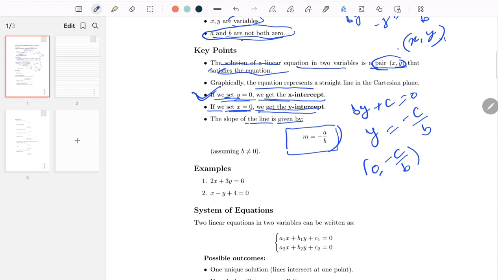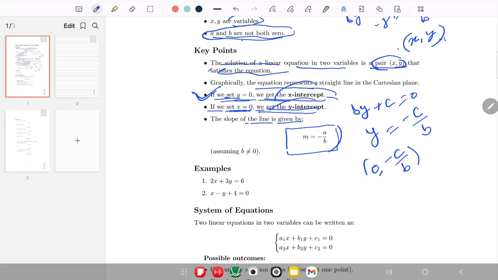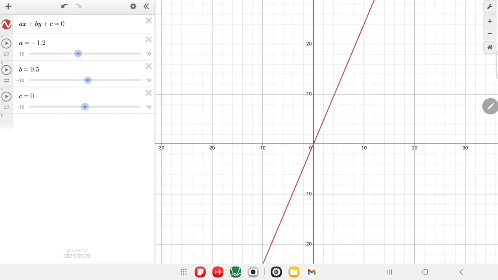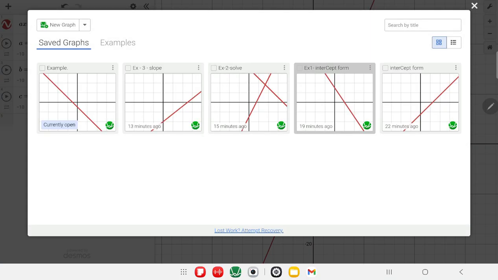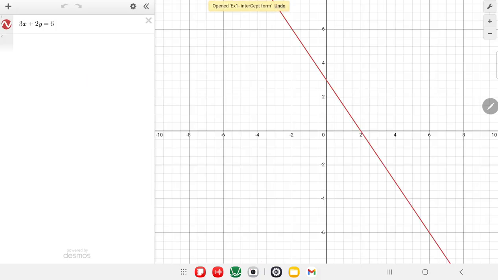The slope is the angle between the x-axis and the line. The angle between the x-axis and the line that we draw here is called slope. It is equal to minus a by b. Now we will check how the x-intercepts and y-intercepts work in the figure. Okay, let's check. This is 3x plus 2y equal to 6.